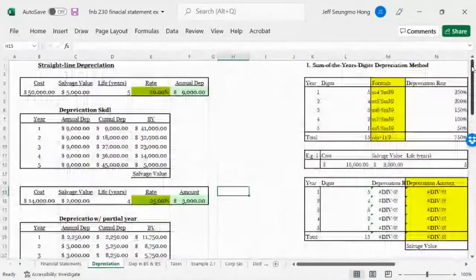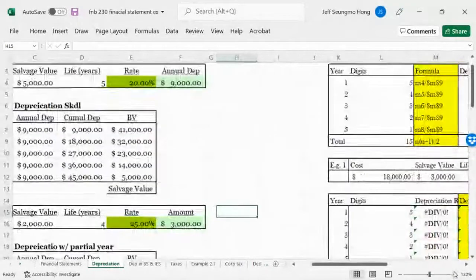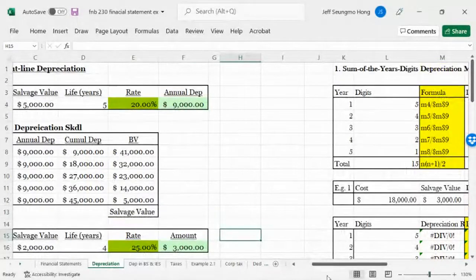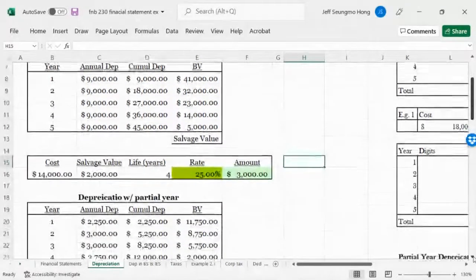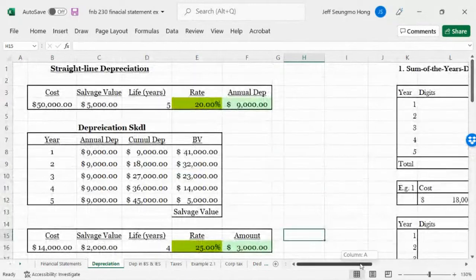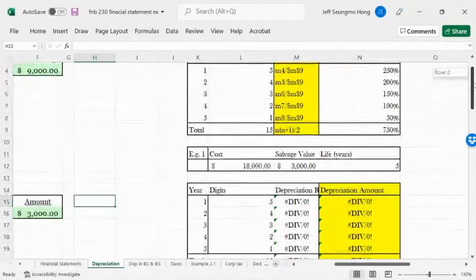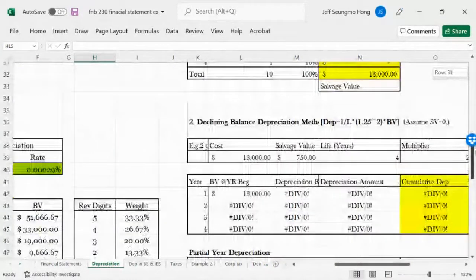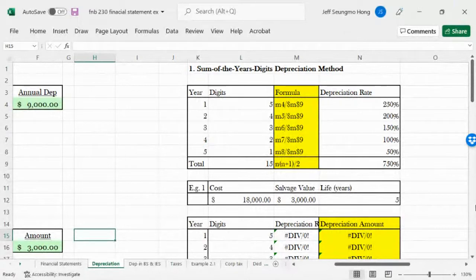So in depreciation, there are largely two categories. One is straight line depreciation. The other one is accelerated depreciation. And the accelerated depreciation breaks down into two methods: sum of the year's digits method and declining balance method. Sum of the year's digits method is also called rule of 72.